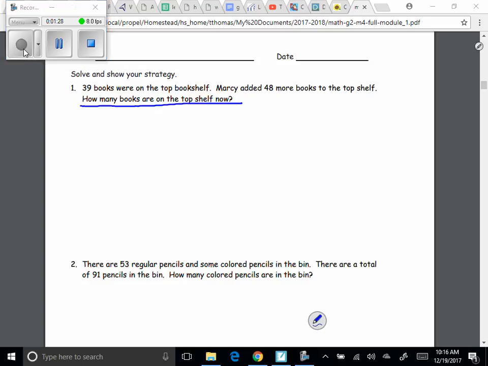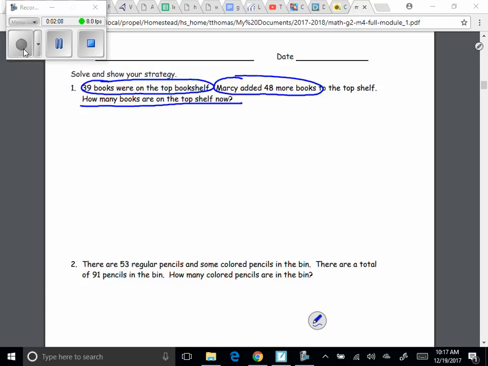Number 3 is find important information. So what is going to help me answer how many books are on the top shelf now? I need to know how many books were there and how many books were added or taken away. If I go back, I can see it says 39 books were on the top, so I'm going to circle that. That's important information. I should have a picture in my mind of a bookshelf with 39 books. Then I also need to know that Marcy added 48 more books to the top shelf.